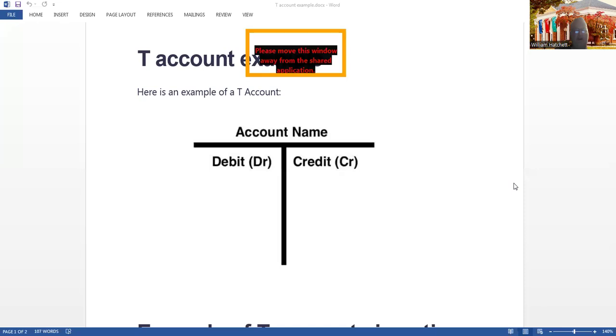The basic structure is you put the name of the account on the top line. So, for example, cash or equipment or accounts payable or revenue. And then below there, you have a left side and a right side. The first rule to always remember is you always debit on the left and you credit on the right. That will be the case every time, no matter what problem you're working on from now until the end of the course and beyond. You debit on the left and you credit on the right. So that is the basic structure of a T account.